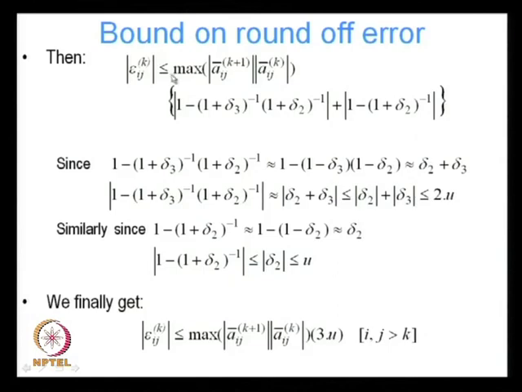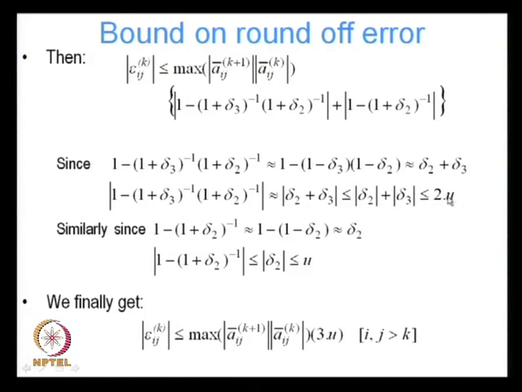So, mod of epsilon I j is lesser than or equal to max of this times this, and then we know that since delta 1, delta 2, delta 3 are less than the machine precision u, these must be small numbers. So, I can do a binomial expansion of this, and if I do that, I can write 1 plus delta 3 minus 1 as 1 minus delta 3, 1 plus delta 2 minus 1 as 1 minus delta 2, and this is approximately equal to delta 2 plus delta 3, where I have ignored terms which involve 2 deltas, delta 2 times delta 3. Similarly, if I take bounds on that, I get approximately mod of delta 2 plus delta 3, which is lesser than or equal to mod of delta 2 plus mod of delta 3, and since both delta 2 and delta 3 are lesser than u, this must be less than 2 times the machine precision.